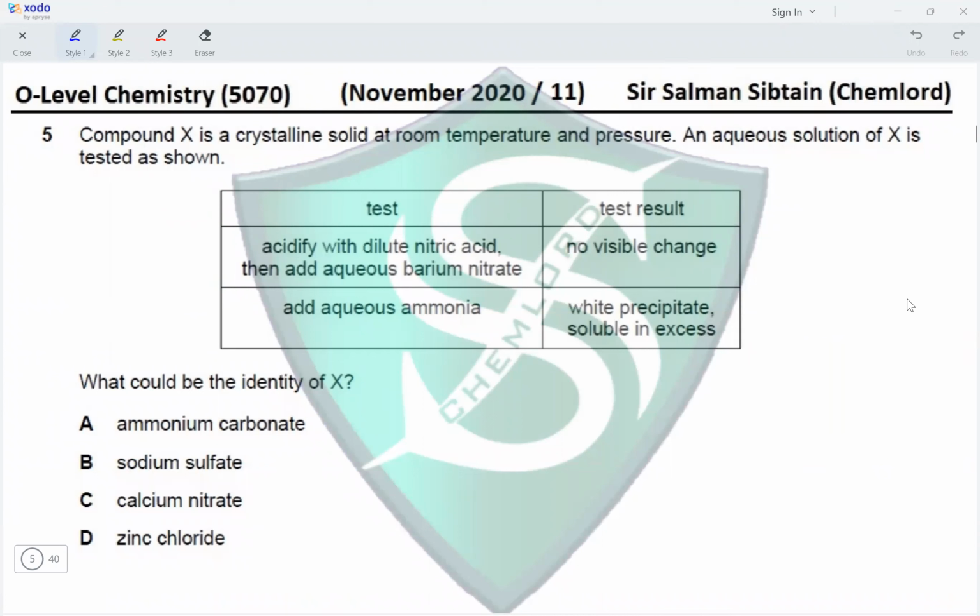Question 5. Compound X is a crystalline solid at room temperature and pressure. An aqueous solution of X is tested as shown. Okay, it's a crystalline solid and its aqueous solution is tested. Acidify with dilute nitric acid and then add aqueous barium nitrate. No visible change. So, absence of sulfate ions.